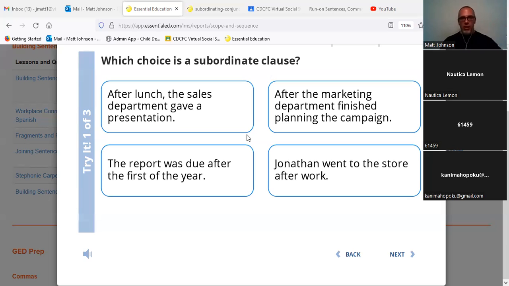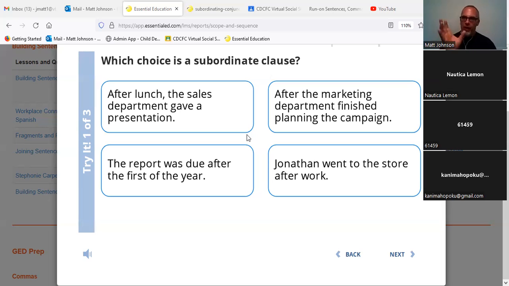But now you look at that first sentence. After lunch, the sales department gave a presentation. So sales department, that's your subject. Gave is your verb, and then a presentation, that's the rest of that predicate. So after lunch is a subordinate clause happening right there at the beginning. If you just saw after lunch, same idea as in the second sentence. Well, what happened? So that's the way to look for it.